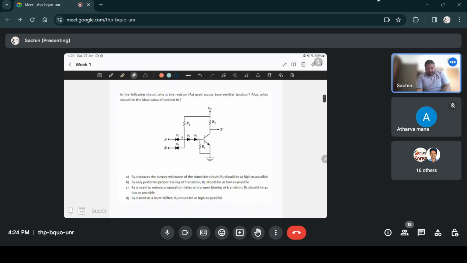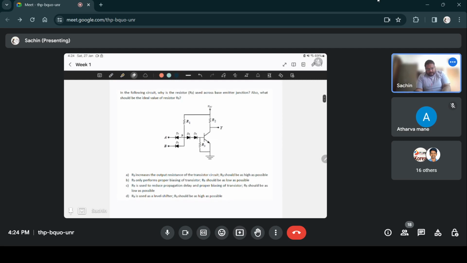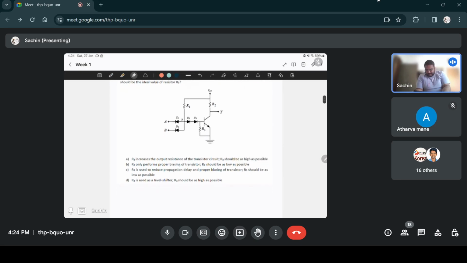We'll go to question 2. Again, this is a circuit that was discussed in the class in detail, in the lecture videos. This is also a NAND gate, I think.